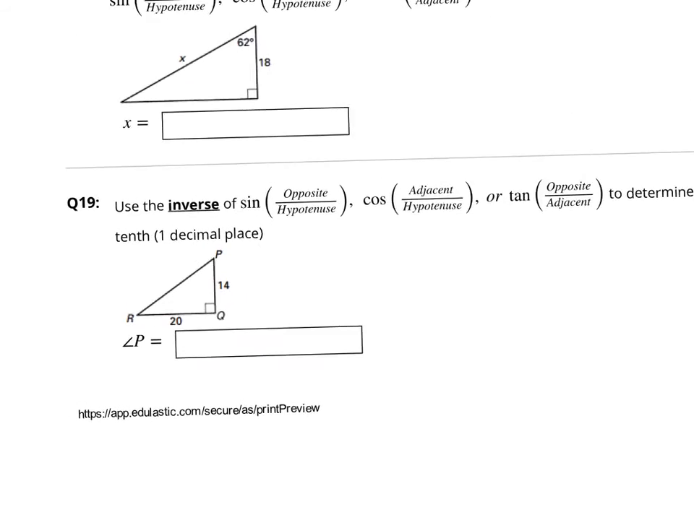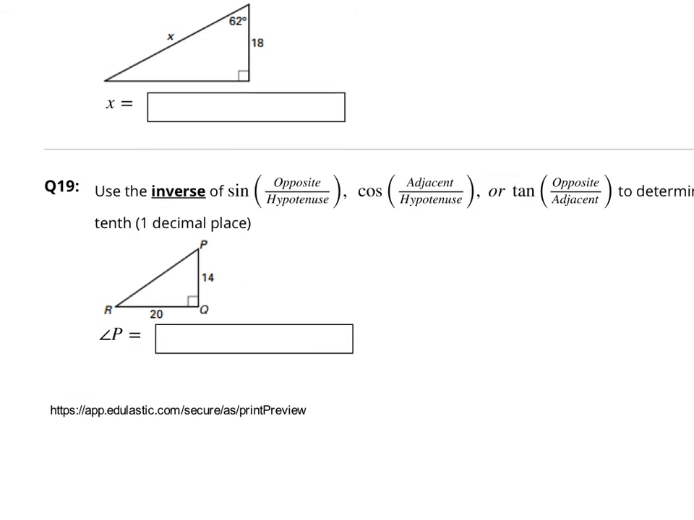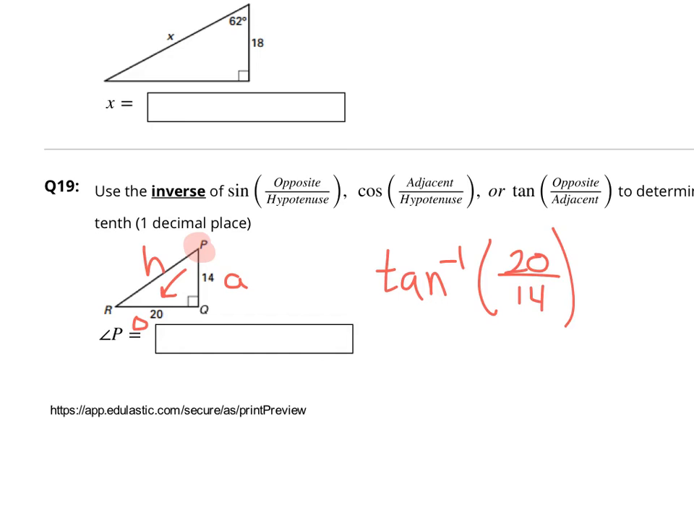Now, moving on to 19, they want us to figure out how many degrees angle P is. So this is my angle of reference, which means this would be the hypotenuse, of course, this would be the opposite side, this would be the adjacent. So now you want to use the inverse of tangent times opposite over adjacent, which is 20 over 14. Round it to the nearest tenth. That's 1 decimal place. Now I'll tell you how many degrees angle P is.